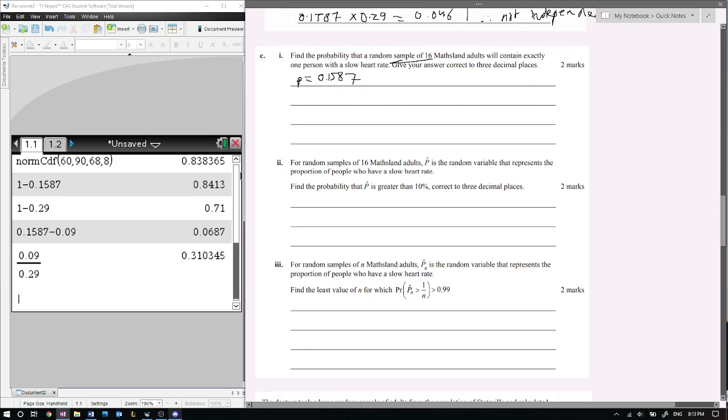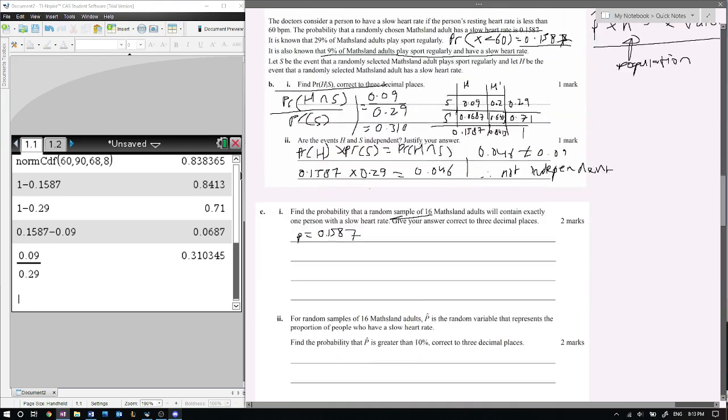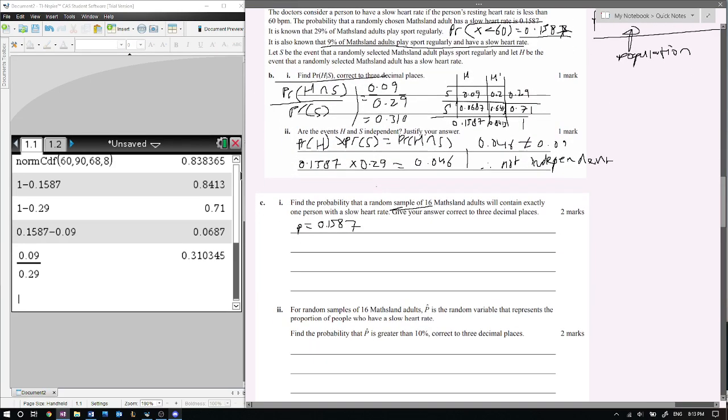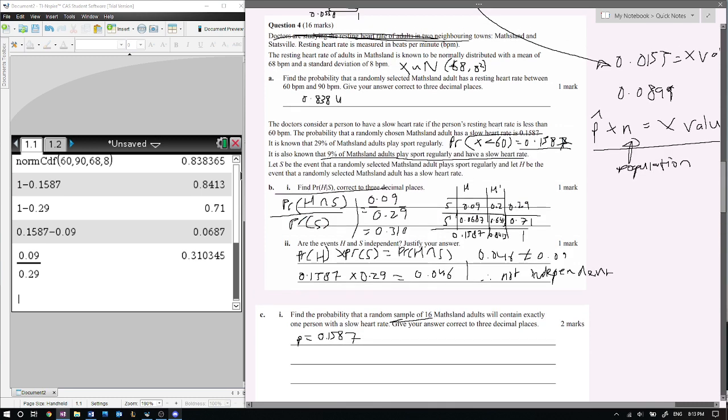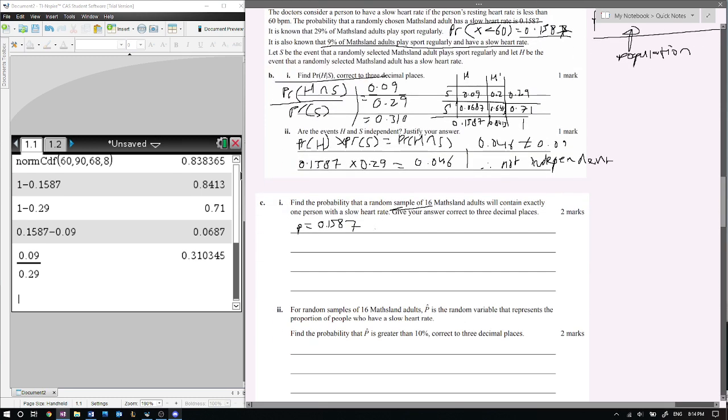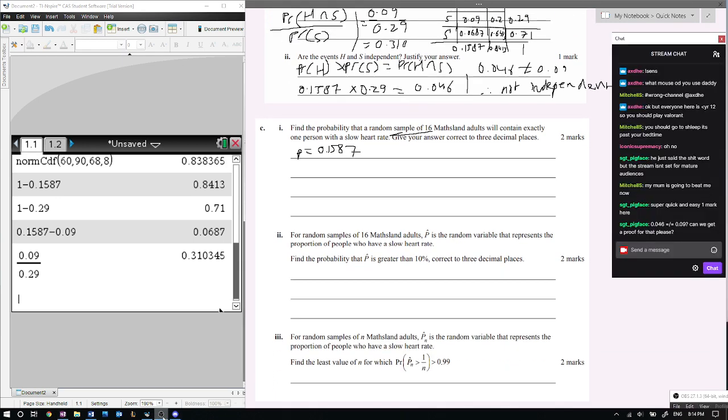0.1587. So in exams, the questions will be a lot like this, where the probability carries over from one question to another. So just remember to read the question carefully, filter out all the useless information, and obtain the useful ones. Here, I remembered that the probability was 0.1587, so I put it back into this question.